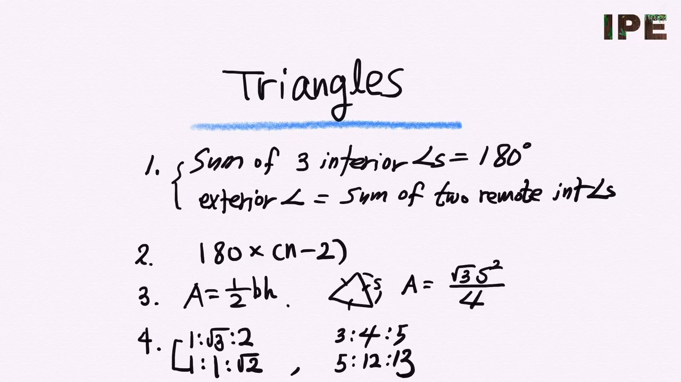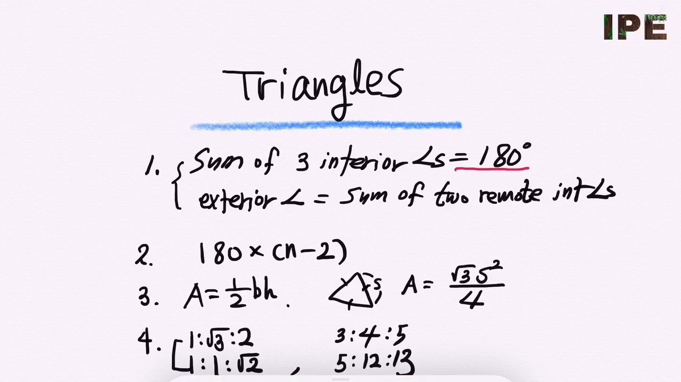Today's topic is triangles. Everybody knows about triangles, right? A triangle is a polygon that has three sides and three angles. Number one, we have to know this about the triangle: the sum of three interior angles of a triangle is always 180 degrees. One more time, the sum of three interior angles of a triangle is always 180 degrees.